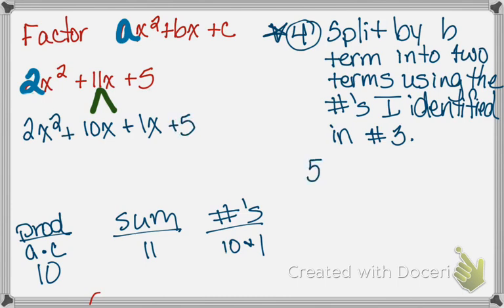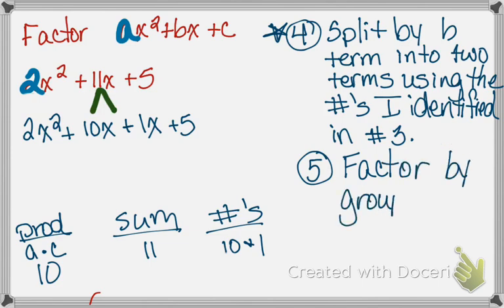Does that look like anything we've done before? 2x squared plus 10x plus 1x plus 5. What does it look like? What type of factoring? Yes, I heard it. Factor by grouping. So now we finish this off. We factor by grouping.